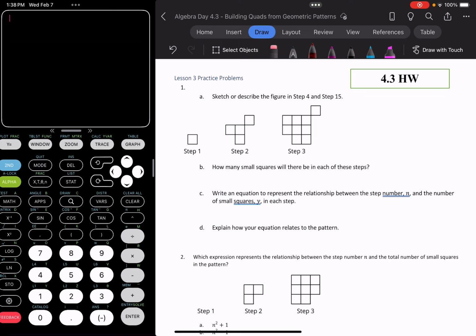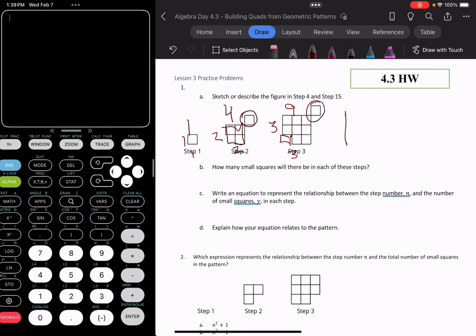It says sketch or describe the figure in step 4 and step 15. Remember, we're looking at finding some kind of squared pattern here. Now notice that even though this square is written up here, there's still 4 here, and same thing here, this could go here, and then there's 9 here. For step 1, it's 1. So the pattern here is 2 by 2, 3 by 3, 1 by 1, which simply means that we are squaring the step number.